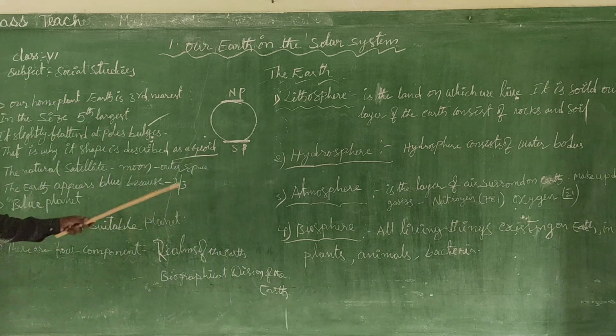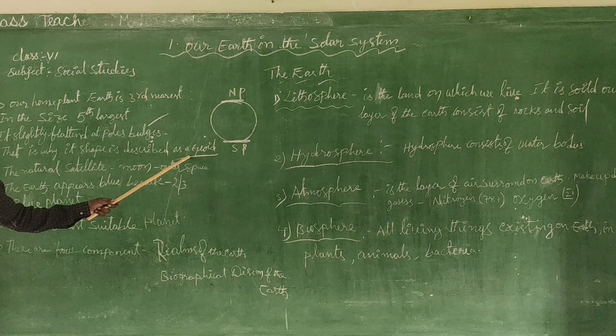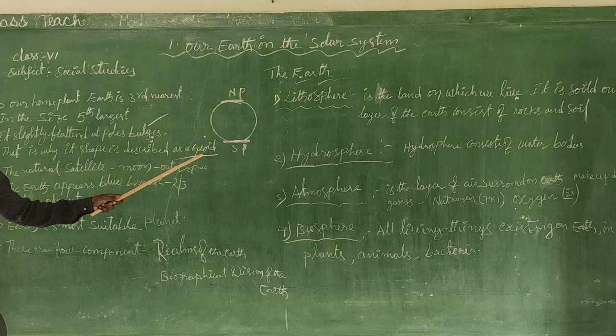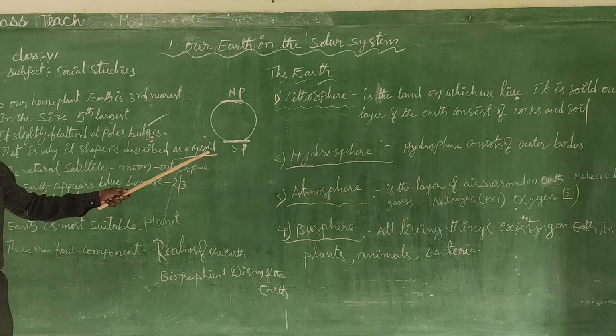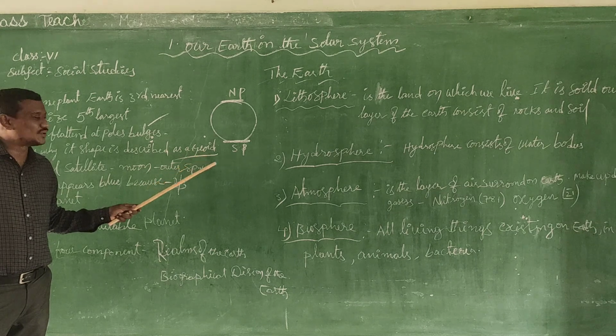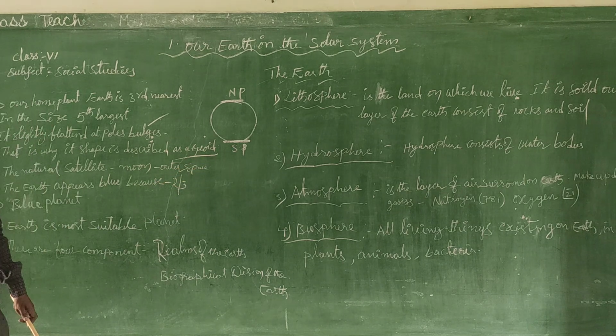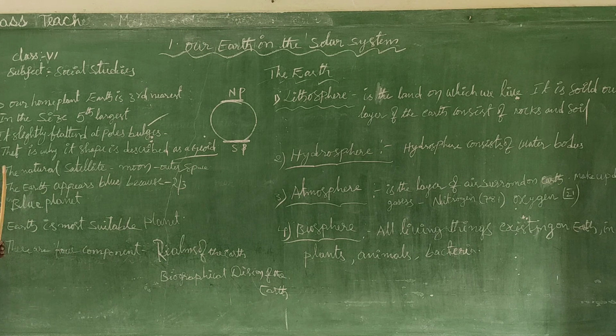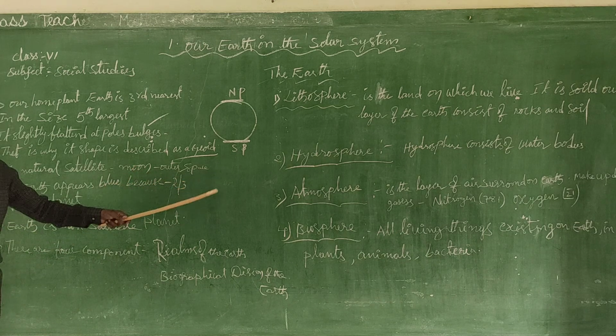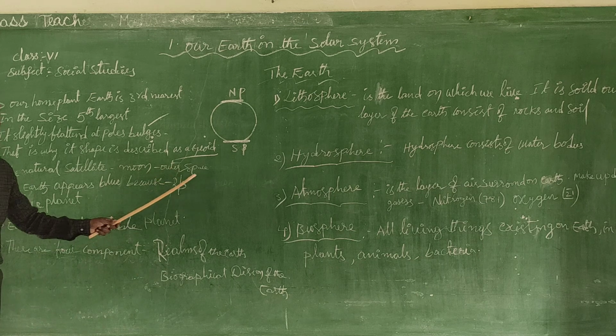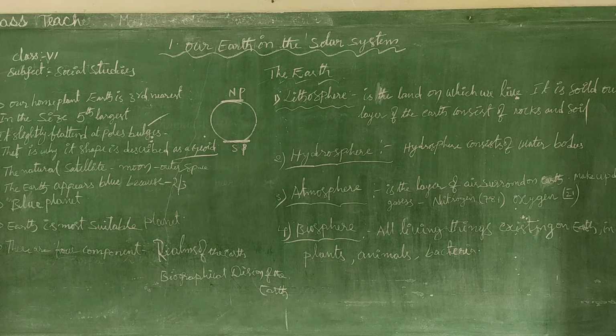What is a geoid? Geoid means an Earth-like shape, meaning the surface of the Earth. That is called geoid. The natural satellite of the Earth is the Moon. The Moon is the only natural satellite of the Earth. This Moon is in outer space. Where is it? In outer space.